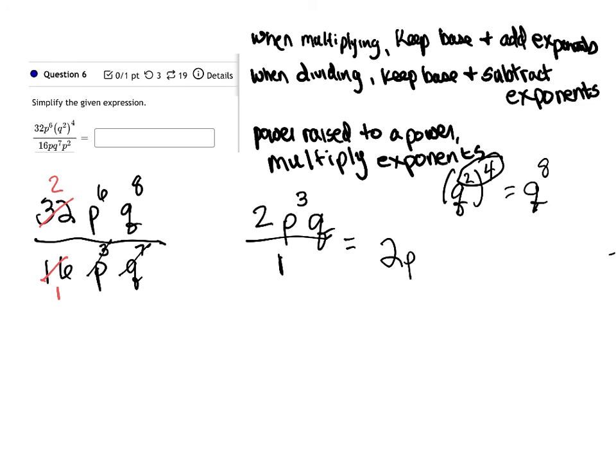That's 2p cubed times q. That is my answer. No 1 on bottom. Now if the 1 was on top, you have to have it. 1 on the bottom, you don't. You want to reduce it.